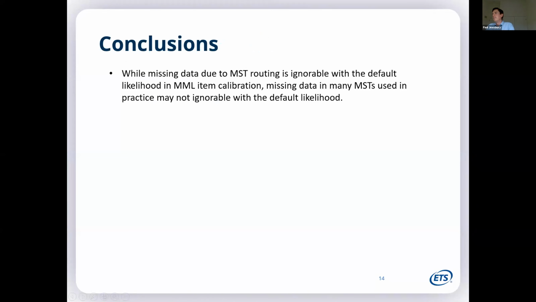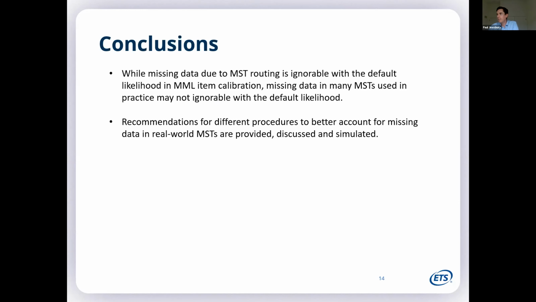So in conclusion, while missing data due to MST routing is ignorable with the default likelihood in MML item calibration, in practice, many MSTs are a little bit more complicated than the ideal MST in the literature, and it's not always ignorable with the default likelihood. So we came up with a system of classifying complex MSTs and then recommended procedures with respect to these complex MSTs.